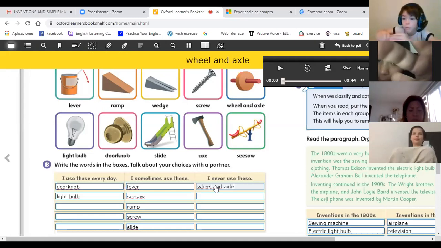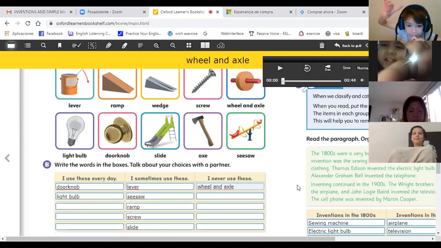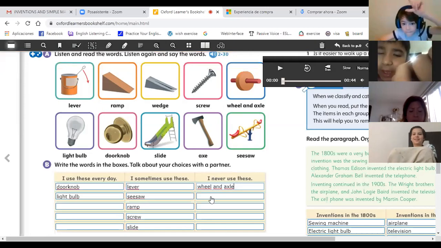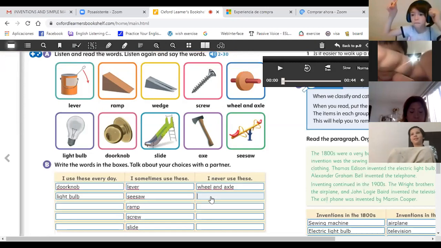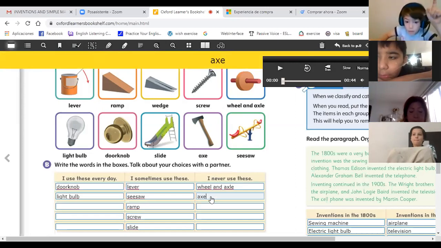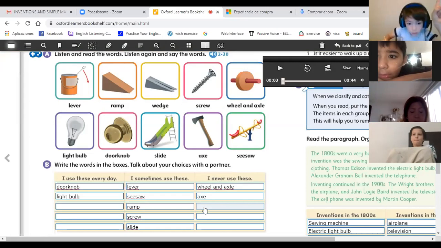Mateo? Objects that we never use. Axe. Excellent. Exactly. As a kid, you never use an axe because it's just for adult people, right? It's a little bit dangerous, so you never use an axe. Excellent. Somebody else?